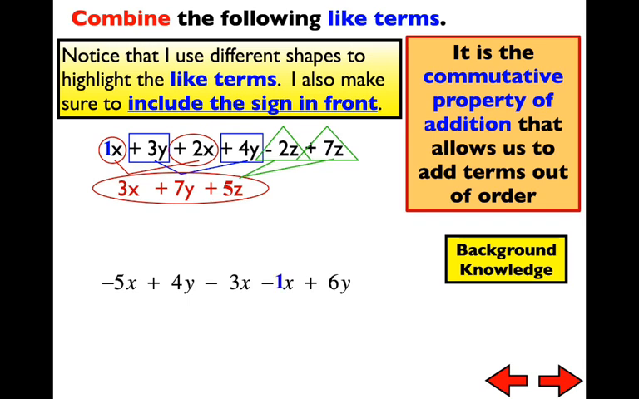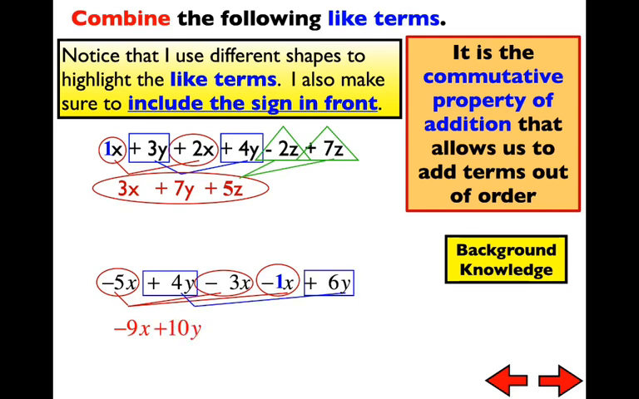And just a reminder here, as I just brought up, it is the commutative property that allows us to do what we're doing here. In other words, combining like terms or adding terms out of order. So we've got some x's: a negative 5x, a negative 3x, and a negative 1x. That makes 9 negative x's, so negative 9x. And then we've got some y's, a positive 4y and a positive 6y. That makes plus 10y. So that expression simplifies to negative 10x plus 10y.